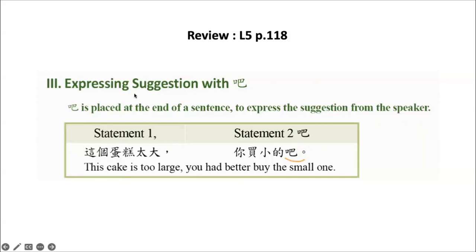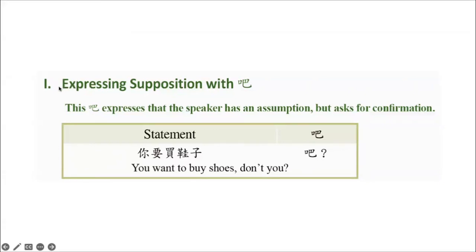If it is the usage of expressing suggestion, the punctuation is a full stop. If the usage of but is expressing supposition, it is a question to ask for confirmation. So the punctuation is a question mark.